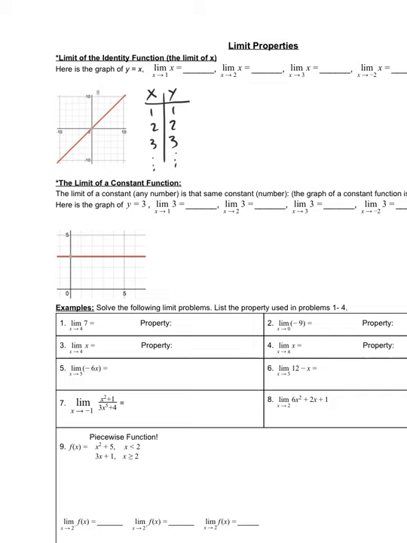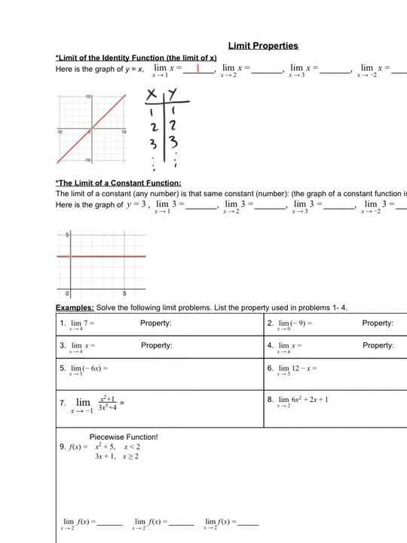Let's put in a line through 1. If I trace the graph, I'm coming in at a y value of 1. And it just keeps going. If you're approaching 1, the limit is 1. If you're approaching 2, the limit is 2. If you're approaching 3, the limit is 3. So the limit as x approaches 1 of x is 1.